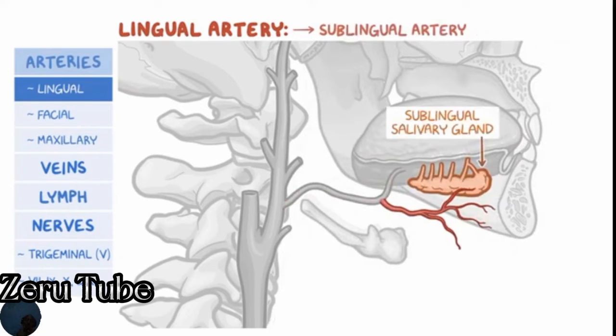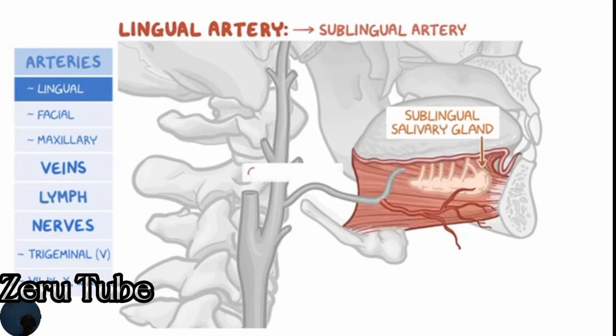The sublingual artery supplies the sublingual salivary gland. The different types of salivary glands are the parotid gland, the submandibular gland, and the sublingual gland. The sublingual salivary glands are supplied by the sublingual artery.